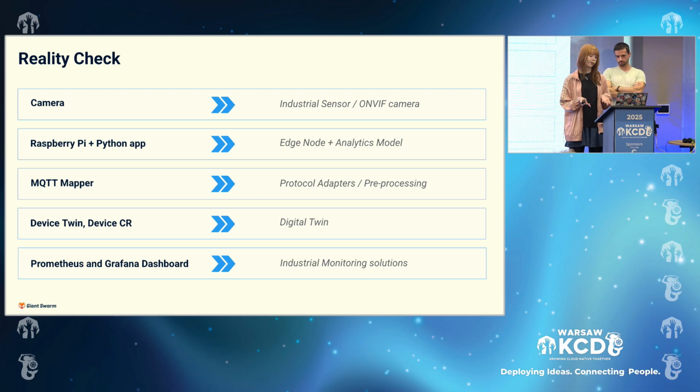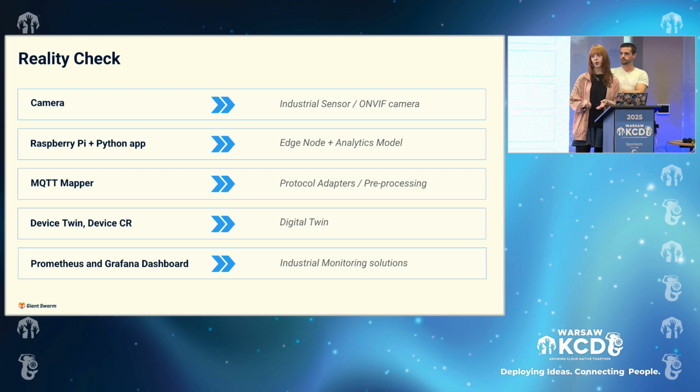Then we have the Pi and the Python app, and you might find comparable, although probably more well thought out, AI models for analytics in production lines. And these would process the feed from the camera running on the edge node, kind of in a similar way as what we just did, right? So our mapper, as we've heard, is based on MQTT, so it does not translate anything. It just uses MQTT as an in and an out.